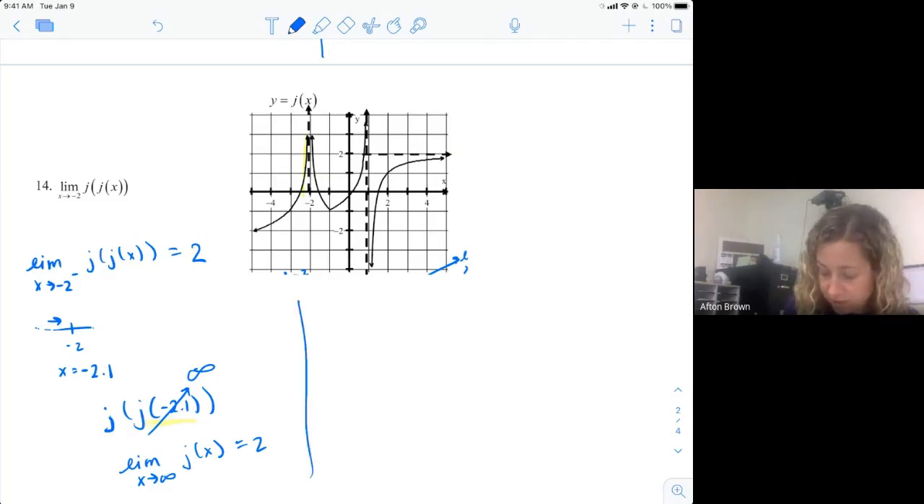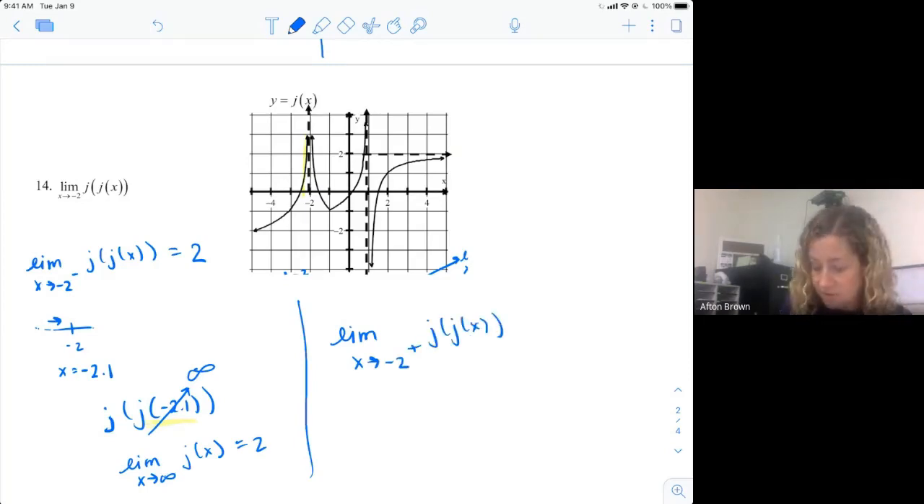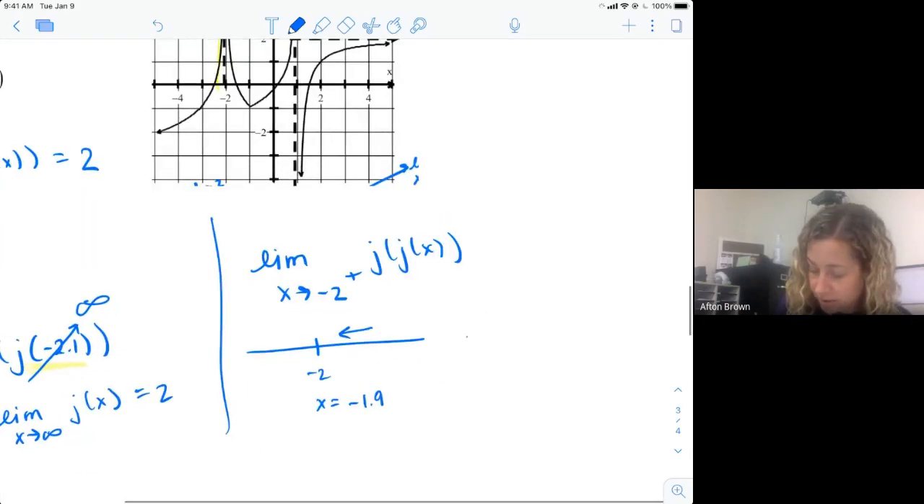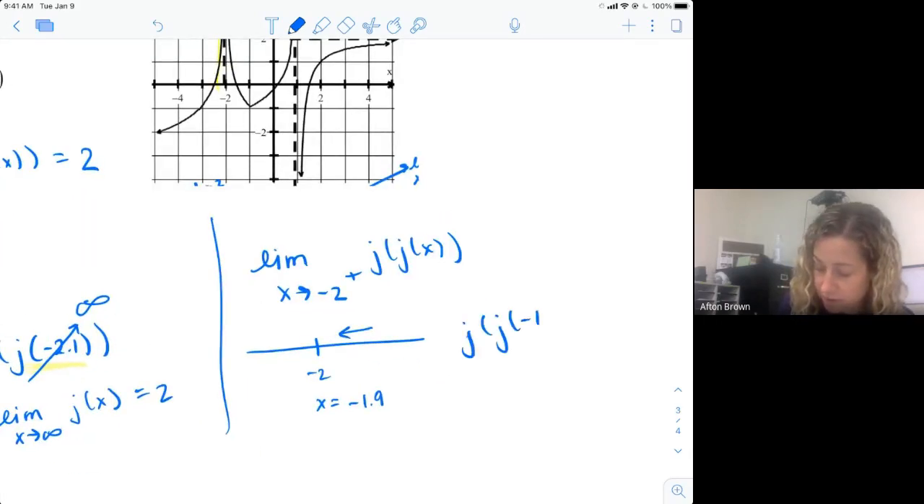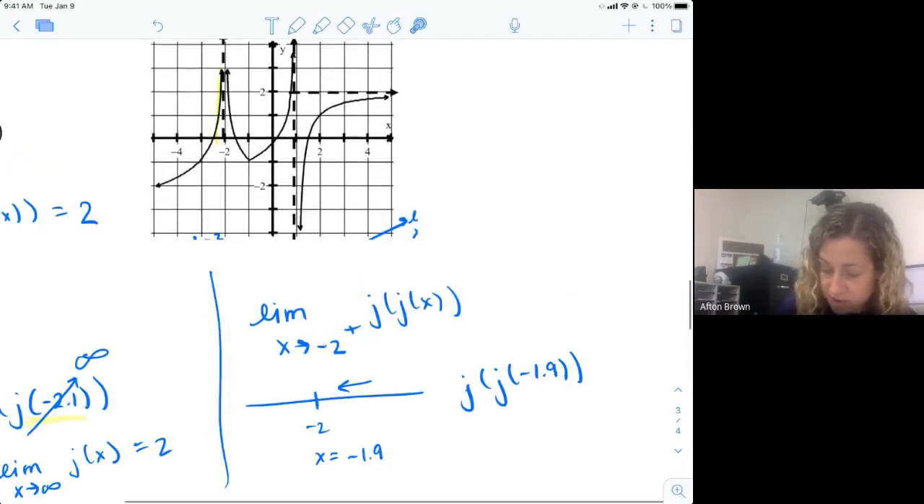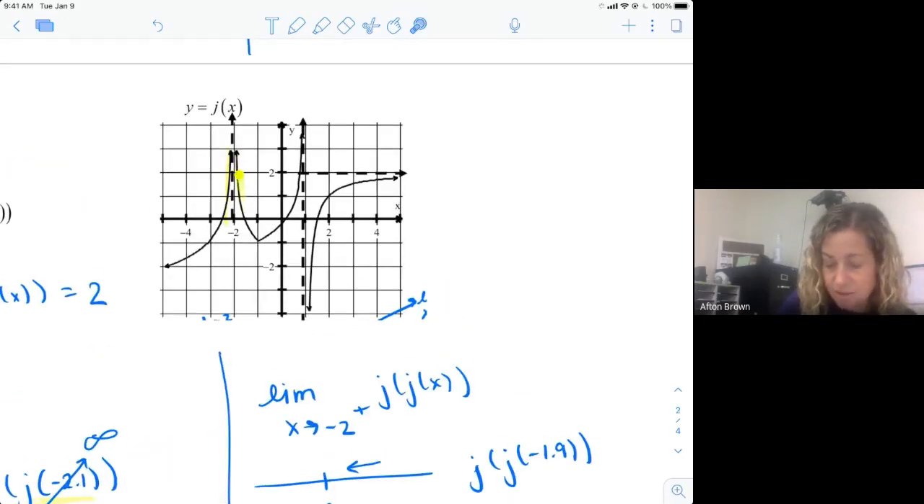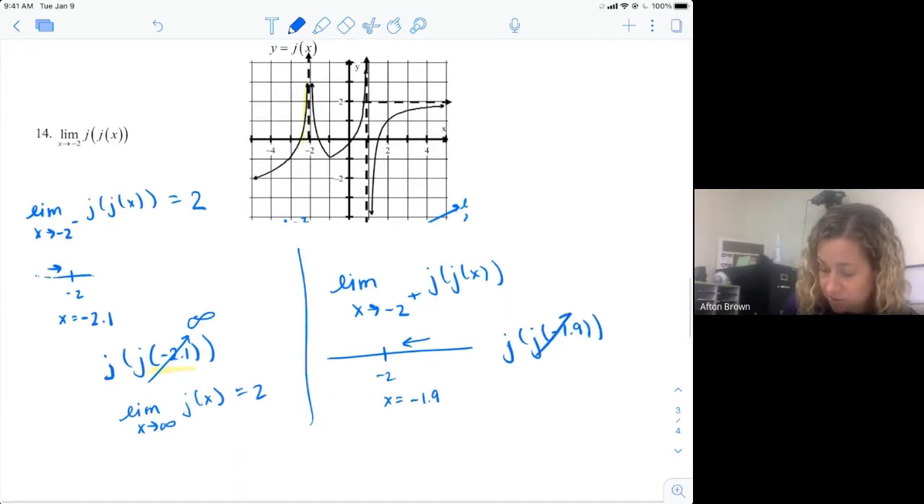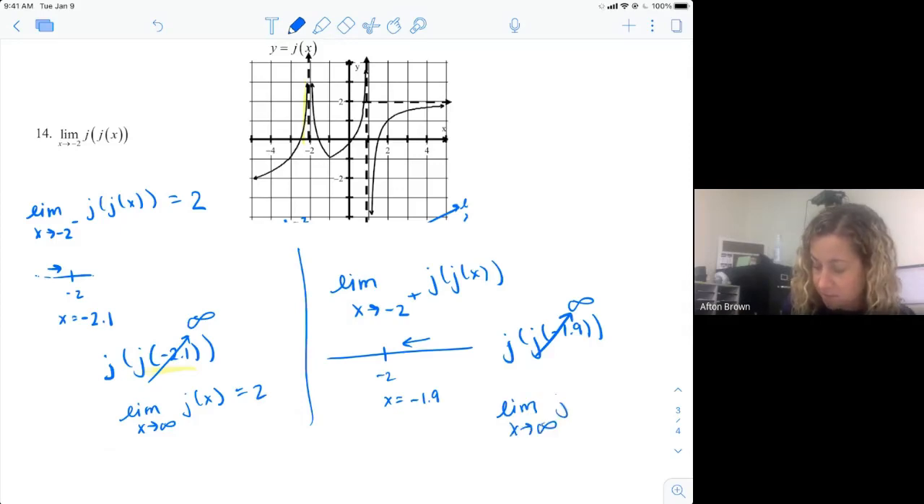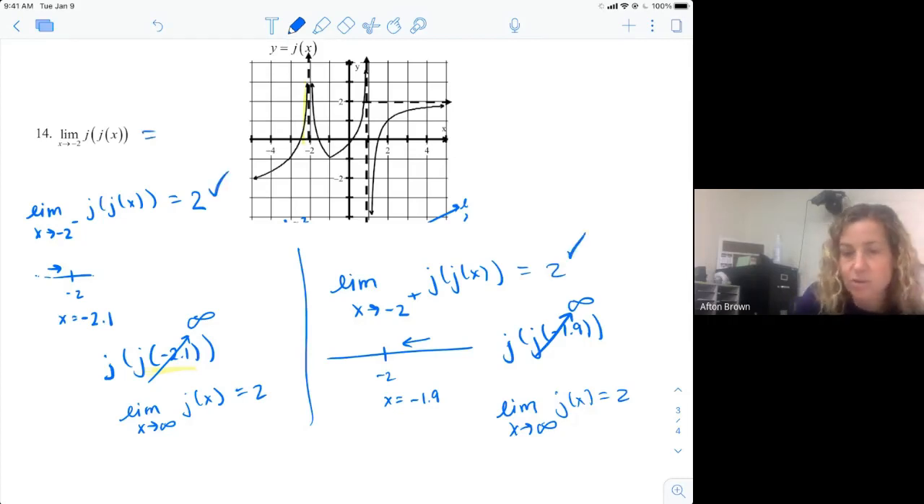Would it be different if I had approached the number -2 from the positive side? Would that have made any difference? We can see no, because if we approach from this side, we would have just been at like -1.9. But in this picture, as we approach on this side, it still goes to infinity. So we're considering the same limit as it goes to infinity, and we would also get 2. So because the left side equals the right side, this limit also equals 2.